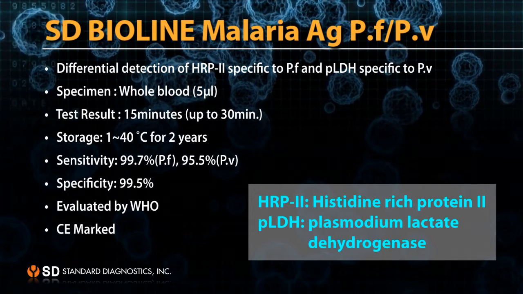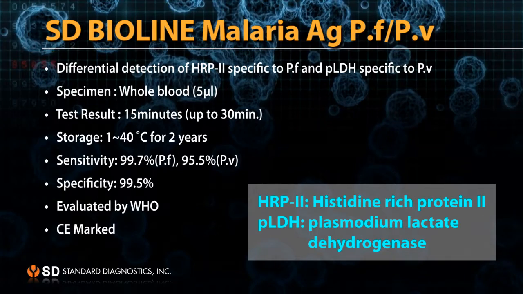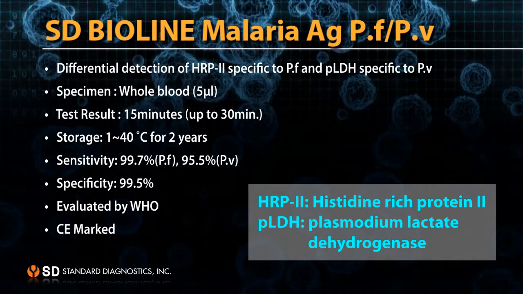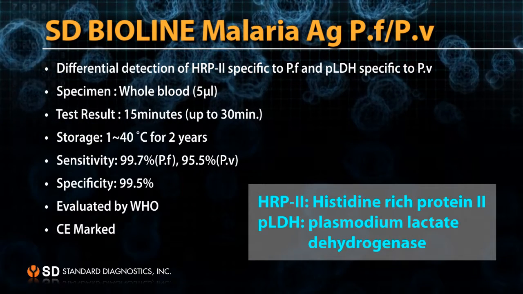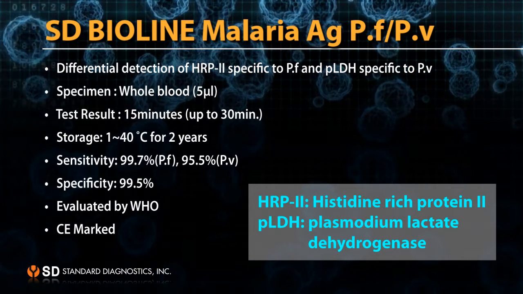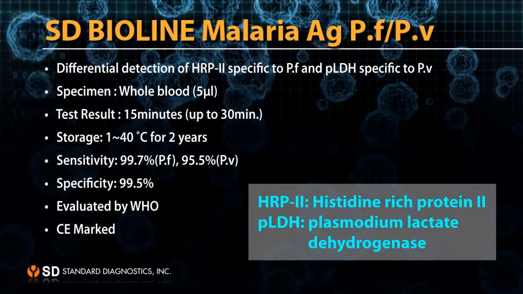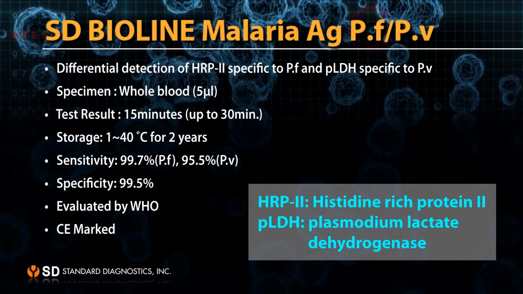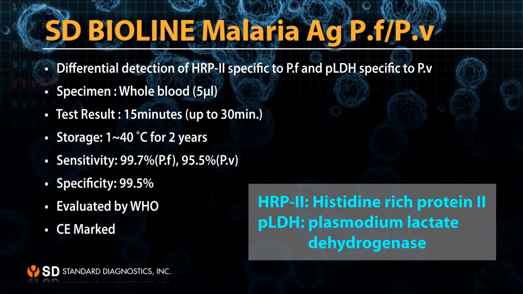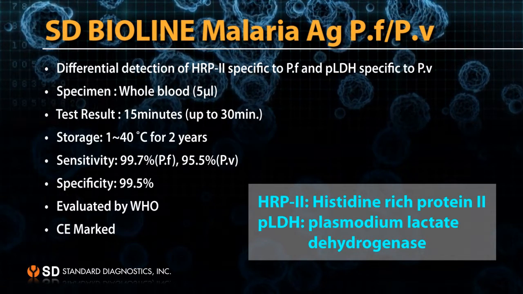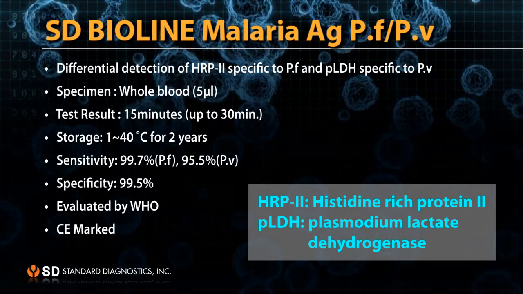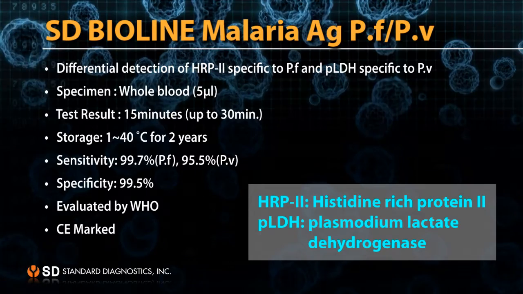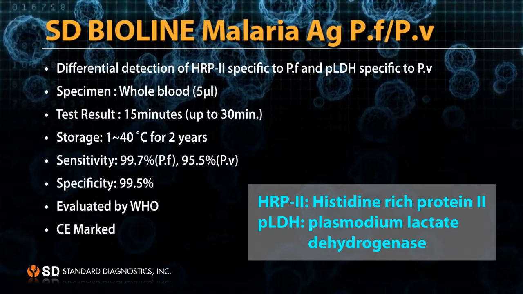Specimen is 5 microliters of whole blood, and test result is available in only 15 minutes. Storage condition is 1 to 40 degrees centigrade for 2 years. Sensitivity is 99.7% for PF, 95.5% for PV, and specificity is 99.5%. This CE-marked SD Bioline Malaria Antigen PF/PV test was evaluated by WHO with outstanding performance results.